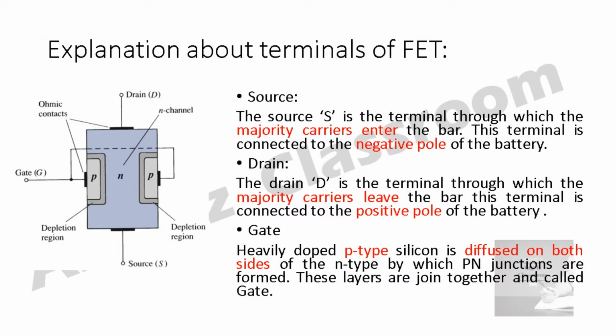Explanation about terminals of the FET. In FET, we have three major terminals: source, drain and gate. See this diagram. Source is the terminal through which the majority carriers enter the bar. This terminal is connected to the negative polarity, and the drain is the terminal through which the majority carriers leave the bar. This is connected to the positive pole of the battery. And the third one is gate. This gate is heavily doped P type silicon, that is diffused on both sides of the N type bar in the middle part.